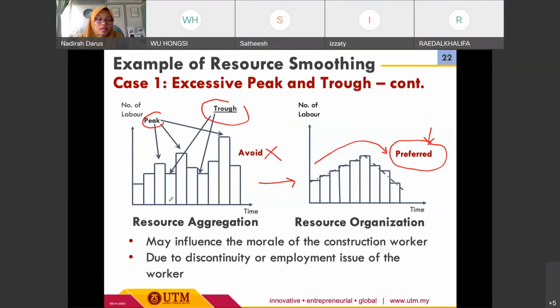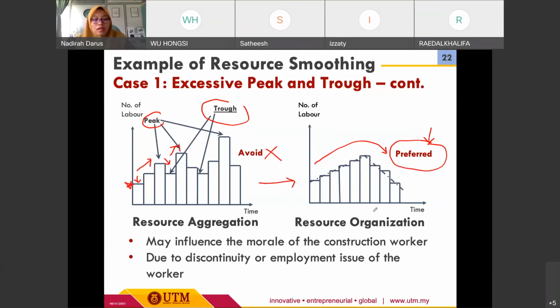Okay, sometimes this resource aggregation or poor resource allocation will influence the morale of the construction workers. Okay, that's why we need to do the smoothing, because they need to work starting from here at a certain level, and then here it's still okay because there is an increase here, and up to here there will be a sudden reduction, and again they need to work again. Okay, so in terms of management, the workers themselves will be affected in terms of their motivation, in terms of their morale to do the works. Okay, so that's why we need to properly plan the workers so that they can deliver the works with an efficient time, efficient duration.